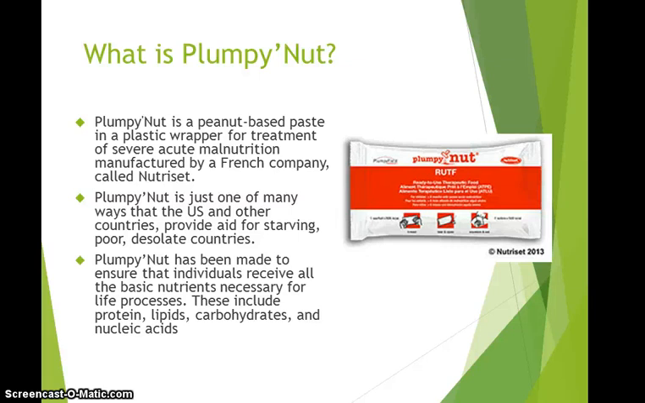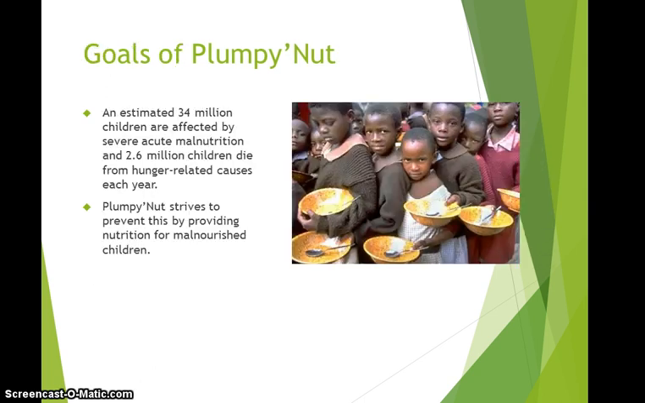Malnutrition is a condition that occurs when a person's diet does not contain the right amount of nutrients. Plumpy'nut is a peanut-based paste that is used for treatment of severe acute malnutrition. An estimated 34 million children are affected by severe acute malnutrition, and 2.6 million children die every year because of hunger-related causes, and Plumpy'nut strives to prevent this.